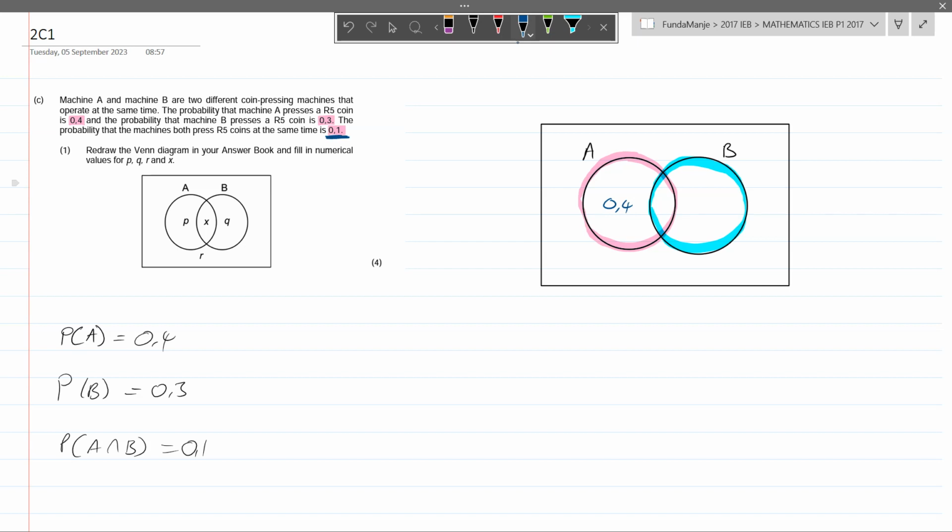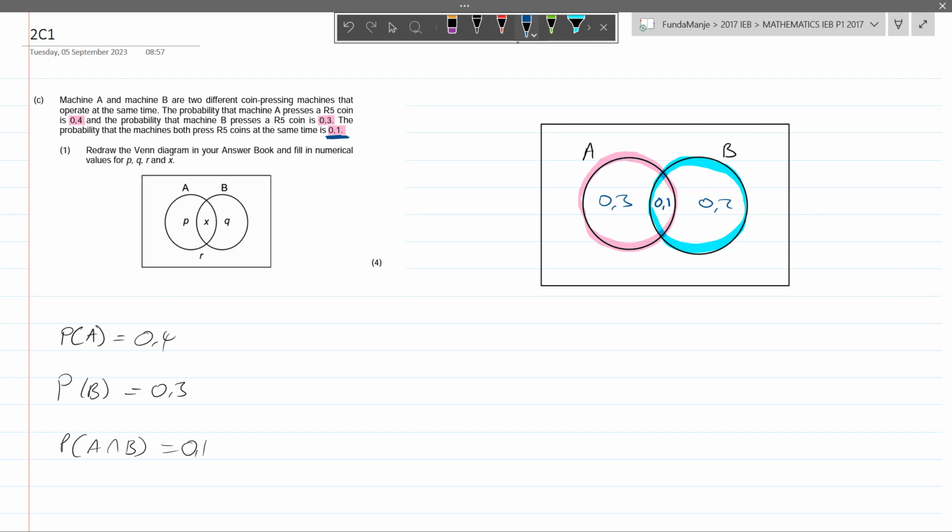In this case, they tell us that the probability of both machines pressing 5 Rand coins at the same time is 0.1. So once we put the 0.1 here, we are certain that this one belongs in the middle, because it's the probability of both of these machines doing the same thing. From this, we can now calculate the probability of A only, which will be 0.4 minus 0.1, which gives us 0.3. And for B, it will be 0.3 minus 0.1, which gives us 0.2.